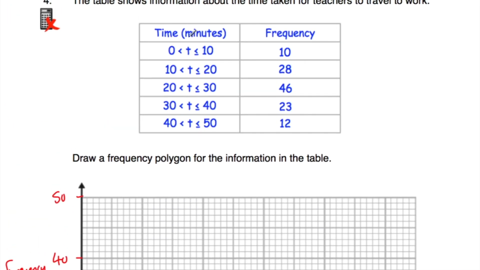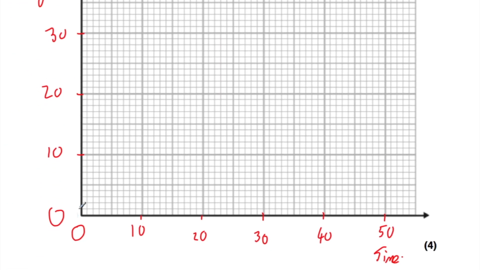So our first one is in between 0 and 10 minutes. So we're going to go to 5 minutes and we're going to go up to 10 as a frequency. So let's go to 5 minutes and up to 10. So that'll be our first point.